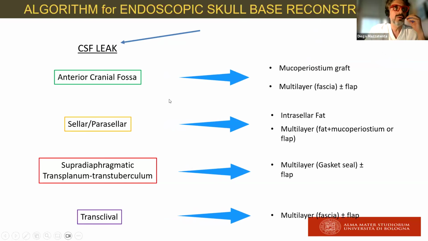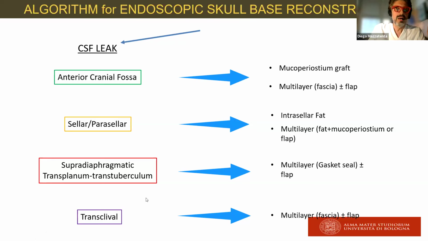It's most important to know the dimension of the defect, the type of pathology, and localization. In case of the anterior cranial fossa, we use the mucoperiosteum graft of the middle turbinate, but in case of a larger defect, we also use a multilayer. In case of a CSF leak in the sellar parasellar region, we use intrasellar fat, and we combine the fat with the mucoperiosteum or pedicle flap. Don't worry, case by case, I will show you when we use the pedicle flap and when not.